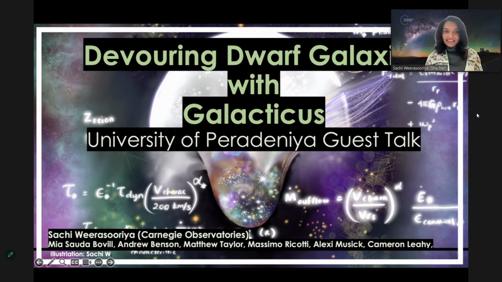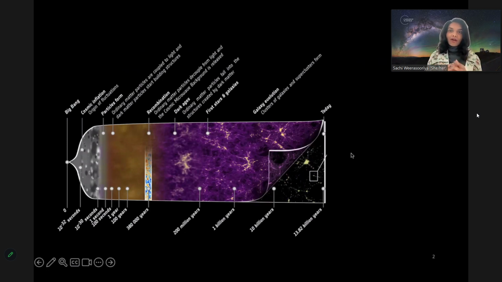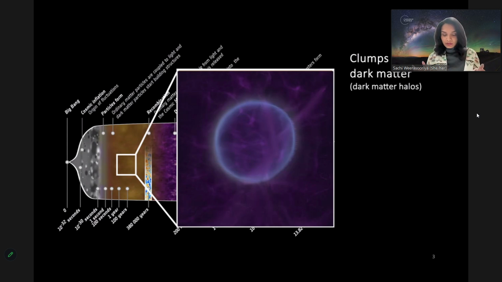So before we get started, let's go to the beginning of everything, the Big Bang. The universe was a hot fluid just after the Big Bang. And after a fraction of a second, it started expanding during the period which we call inflation. The quantum fluctuations that froze out during inflation grew over time until they became gravitationally unstable and formed the dark matter clumps. Dark matter clumps or dark matter halos are the basic structures holding everything in these galaxies.